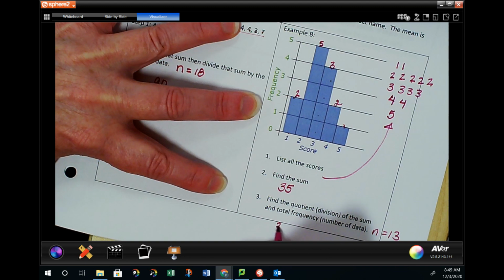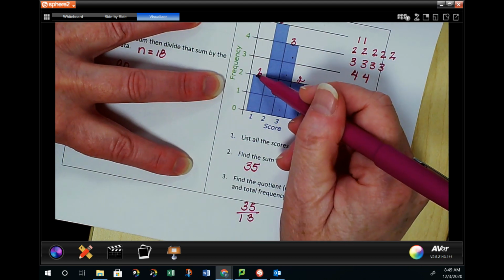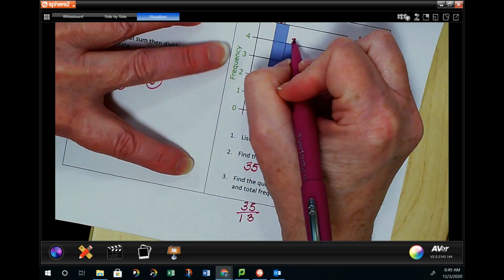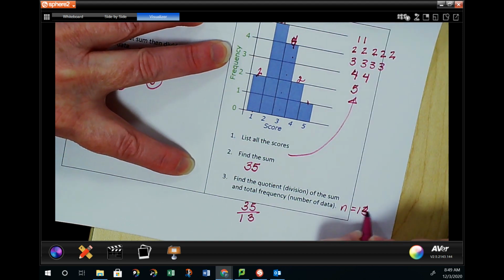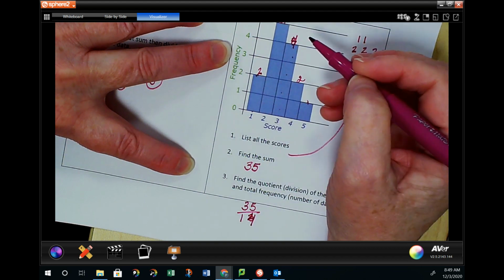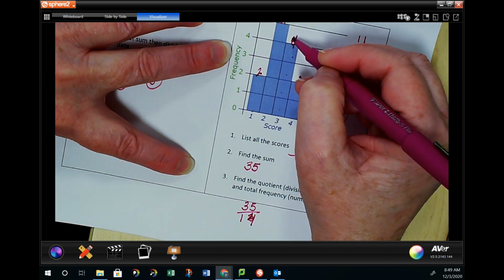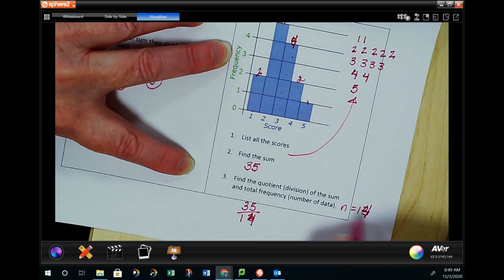So now you're going to take 35 and divide it by 13, because I got 13 things. So I just counted. There was 2, 5, and then, oops, this is a 4, not a 3. So this is not going to be 13. That's going to be 14 because I can't count. 2 plus 5 is 7, plus 4, 11, 12, 13, 14. Yep, 14 things. So 35 divided by 14.